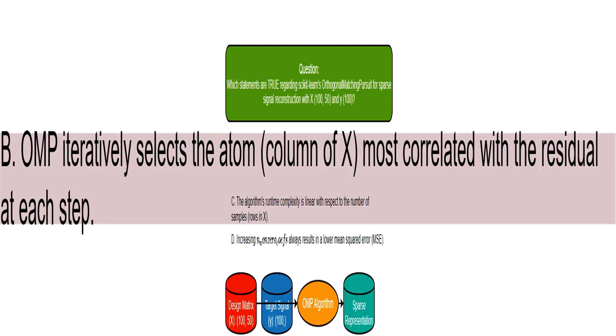This statement hits the nail on the head. OMP works iteratively, meaning it goes step by step. In each step, it selects the column, atom, of the design matrix that is most strongly correlated with the remaining error. Imagine trying to build a tower using blocks. OMP takes the block best matching what you need at each stage. This is a crucial aspect of how OMP achieves sparsity. It focuses on the most influential elements.